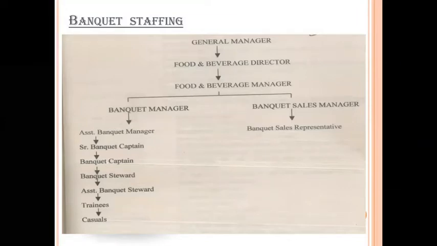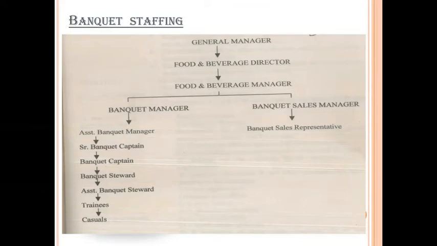Let us now speak about the banquet department staffing. Well, in a five-star hotel, we typically have the general manager or the hotel manager. Below him is the food and beverage director. Then we have the food and beverage manager. The banquet team is subdivided into banquet manager as well as the banquet sales manager.